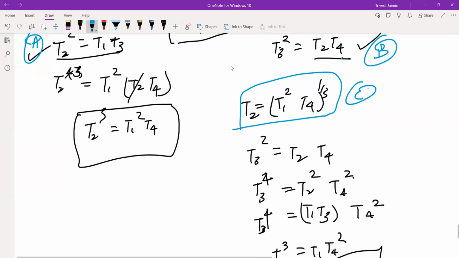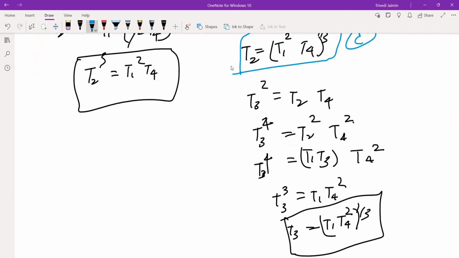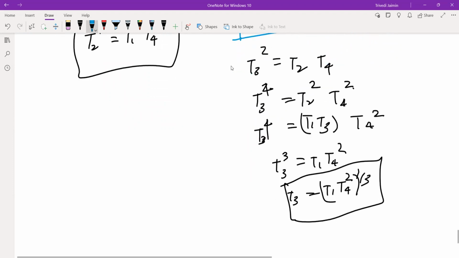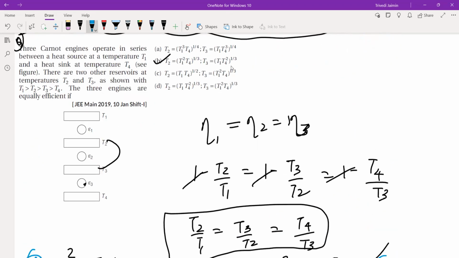So from A, I need T square. It is not T, it is T2 here. We need T2 square, so I squared everything. So T2 power 4, T3 power 4, and T2 power 2, T4 power 2. Then I substituted T2 as T1, T3, and T3, T3 cancel. So we are left with T3 cube, and here T1 and T4 power 2. That's it. Then T3 is T1, T4 square, power 1 by 3. That's what we need as option B.